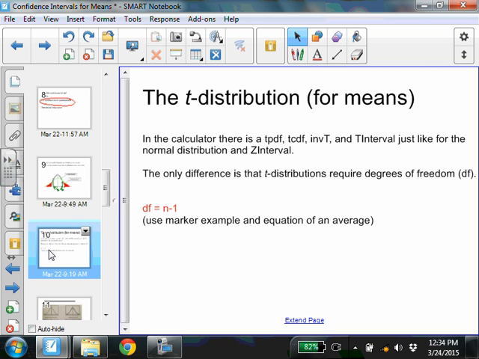Okay, so here's a way to think about degrees of freedom. And this is why degrees of freedom is n minus 1. Because when we say freedom, we really mean freedom. You're free to do whatever you want, right? So I'm going to give Patrick these markers.